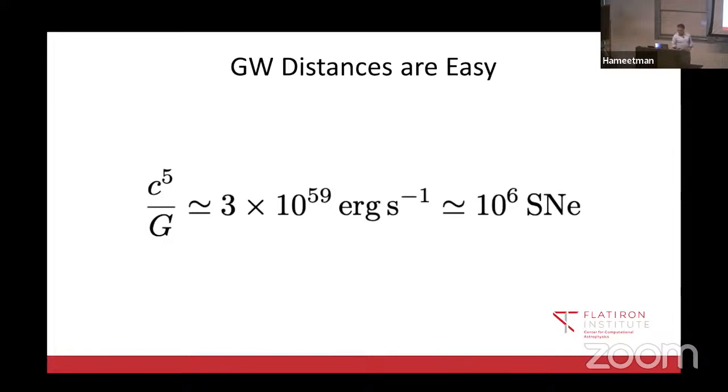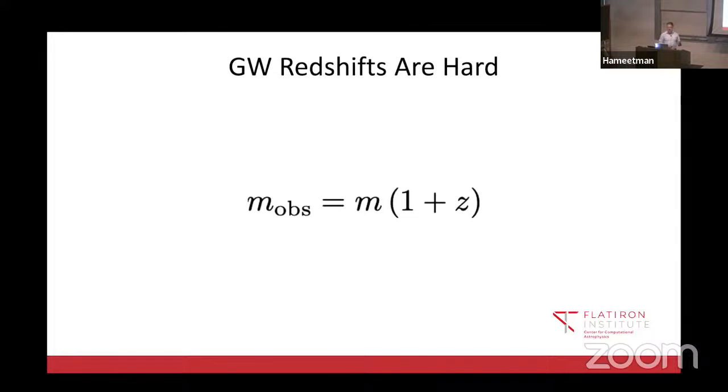For us, it's redshifts that are hard, okay? In gravitational wave astronomy, we measure masses by tracking the frequency evolution of the signal.